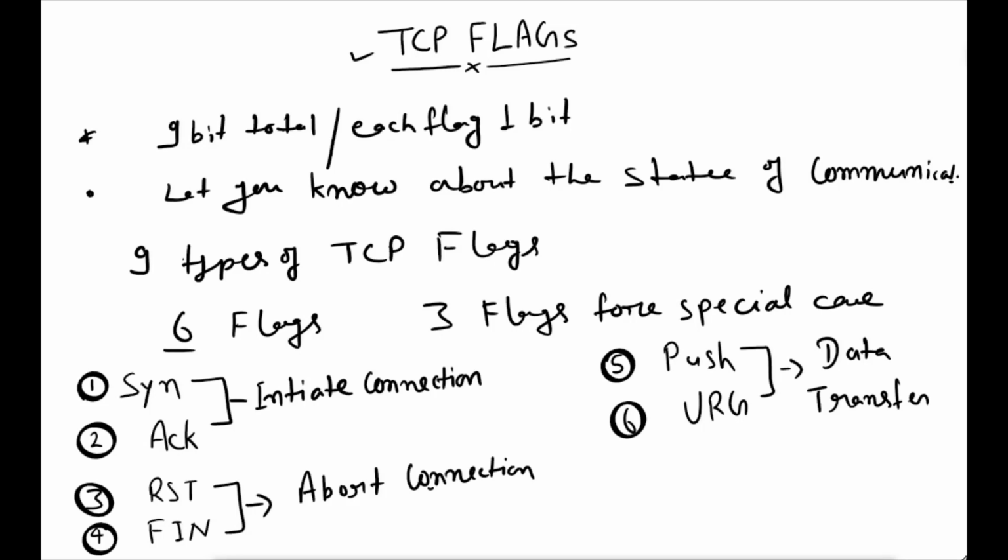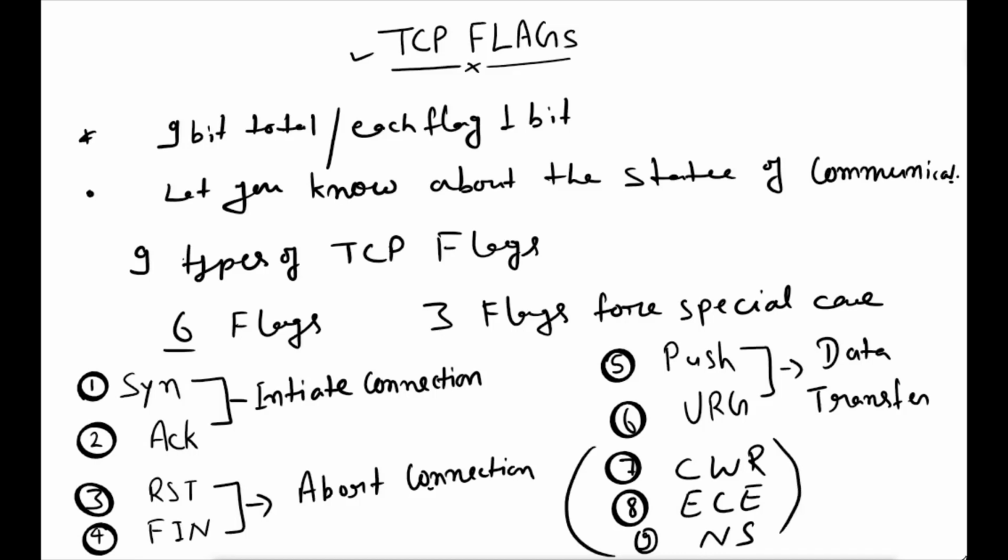The other 3 additional flags are number 7, CWR, number 8, ECE, and number 9, NS. We will discuss these 3 flags later in detail. Now let's start and discuss each flag one by one.